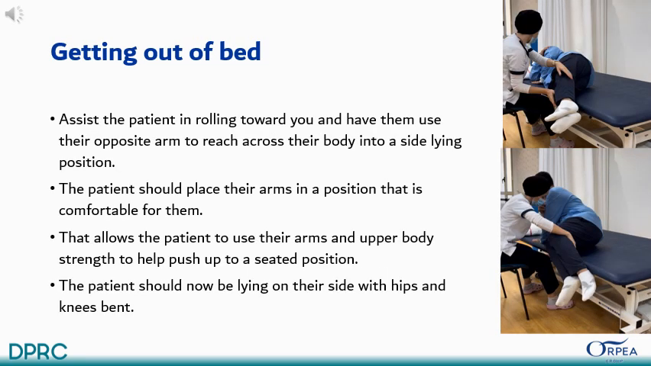Assist the patient in rolling toward you and have them use their opposite arm to reach across their body into a side-lying position. The patient should place their arms in a position that is comfortable for them. That allows the patient to use their arms and upper body strength to help push up to a seated position. The patient should now be lying on their side with hips and knees bent.